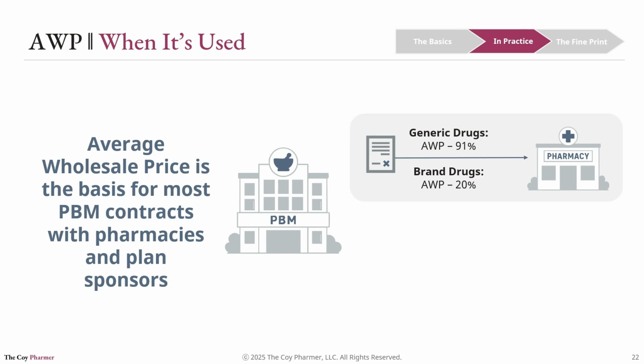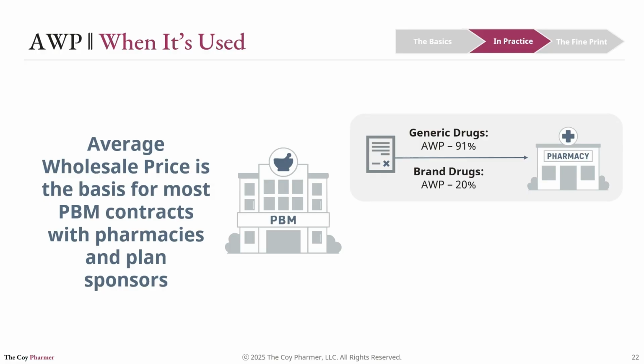In a very basic version, they may say that generic drugs are contracted on a basis of AWP minus 91% across all the generic drugs, and all the brand drugs will average out to AWP minus 20%. Obviously, there are many more terms that go into a contract like this, but this is the quintessential crux of the contract.